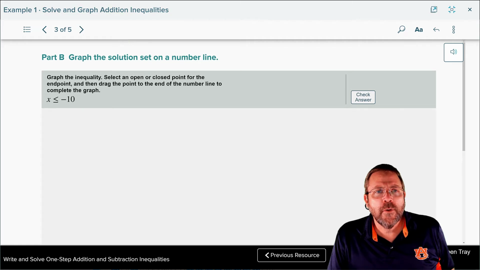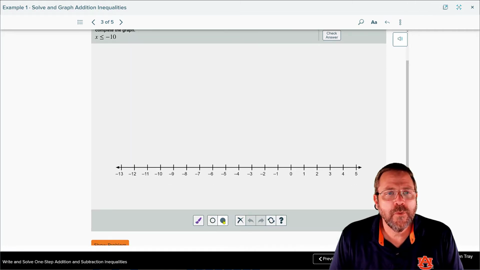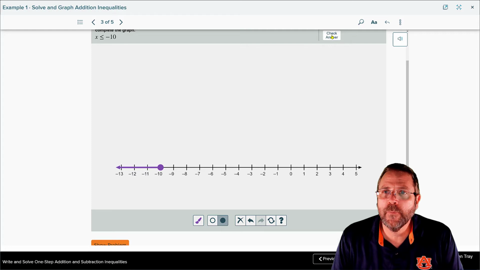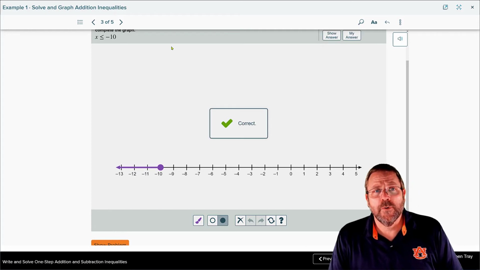Now the next thing that they wanted us to do is graph the solution. So let's zoom in a little bit. The point we're working with is on negative 10. It is an or equal to, so we're going to use a solid circle. And we're looking for values that are less than or equal to negative 10. So we're going to start on that negative 10. We're going to drag it to the left and let go, and it pops back. Our solution is correct. That's all there is to doing these problems.